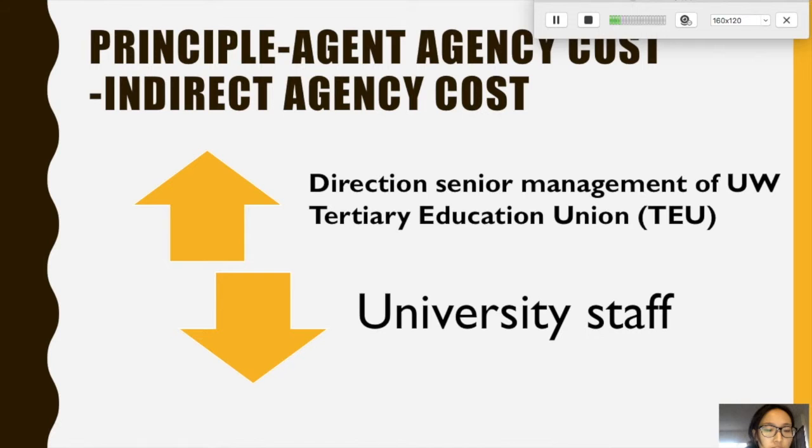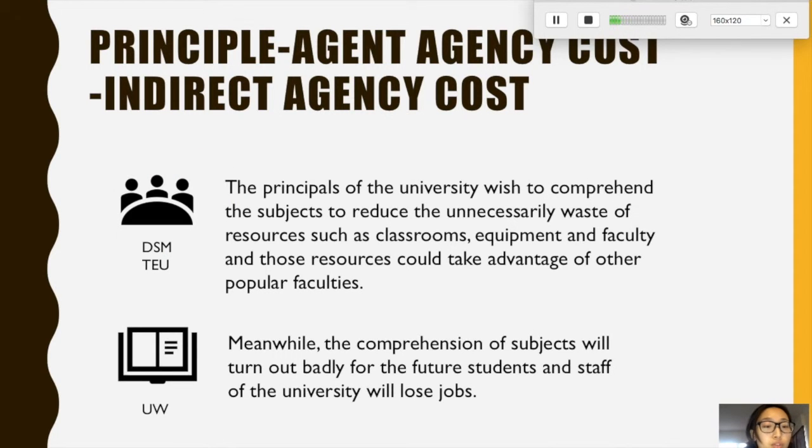In this case, indirect principal agency cost occurs between the Tertiary Education Commission and the university staff. The principal of the university, like the Tertiary Education Commission, wishes to combine the subjects to reduce unnecessary waste of resources, such as classrooms, equipment, and faculty, and those resources could take advantage of other popular faculties. Meanwhile, the combining of subjects will turn out badly for the future students, and the staff of the university will lose jobs. If the staff of the university refuse to accept the proposal, then the university council may lose valuable opportunities.